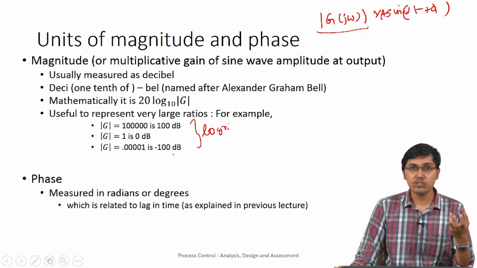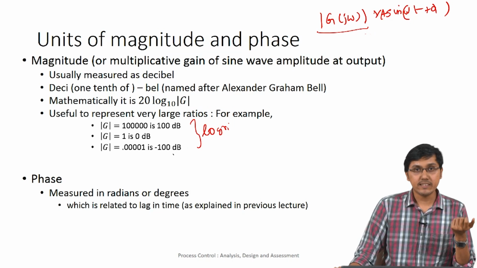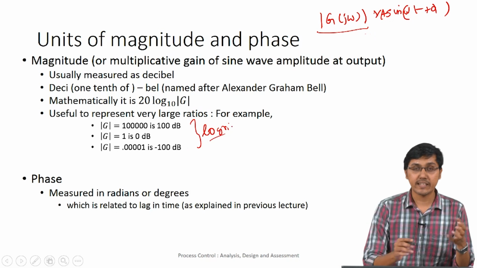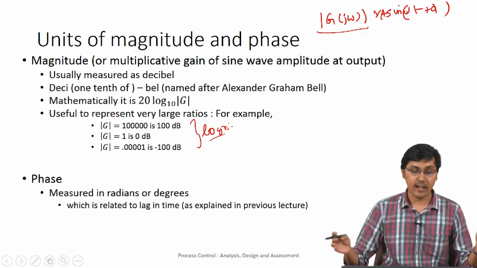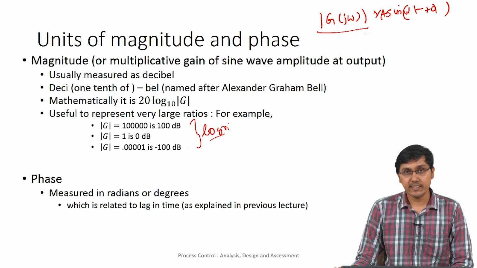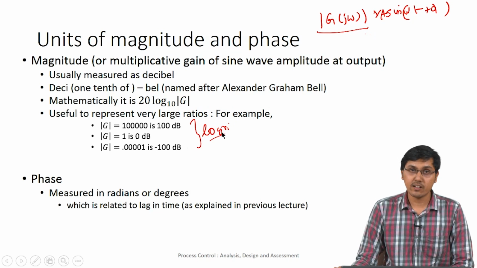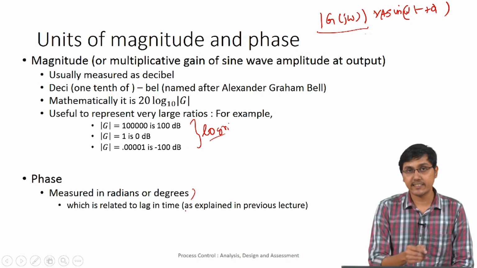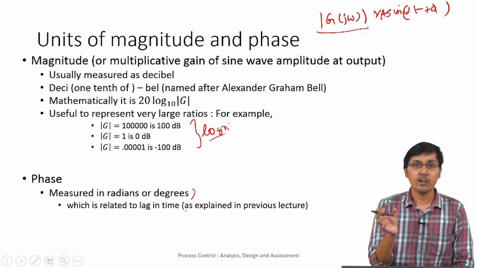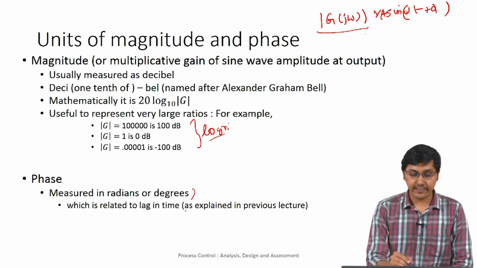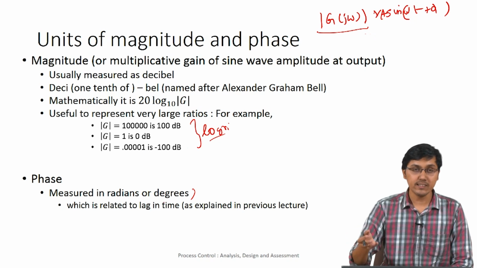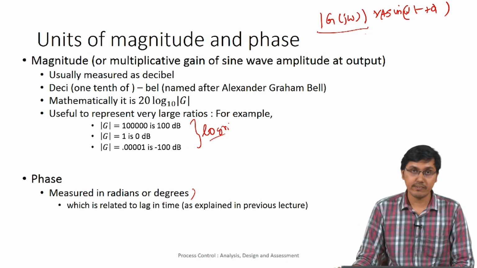So, these are easy to have an intuitive sense of when we work with a logarithmic scale for numbers which have a wide range. And as we saw, the phase was measured in degrees or radians, which is related to the lag in time. Though we call it degrees or radians, we saw that it was related to the time period of the sine wave, and the lag with respect to what fraction of the time period it is. We saw this in detail in the previous lecture.